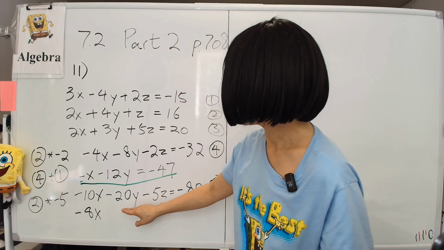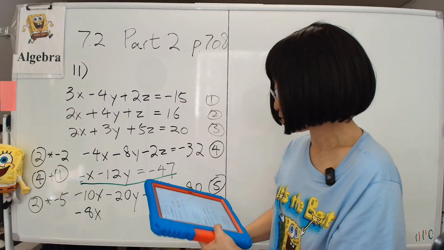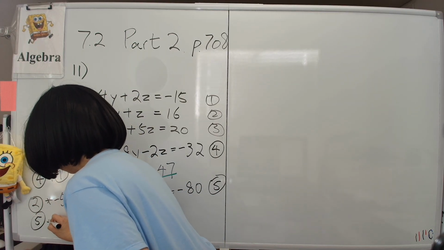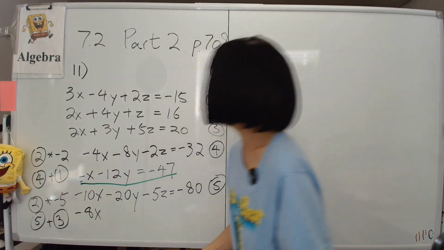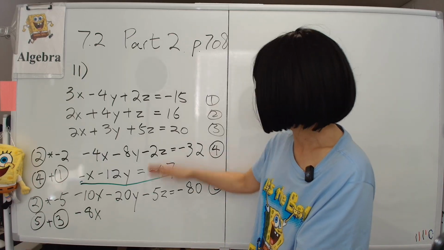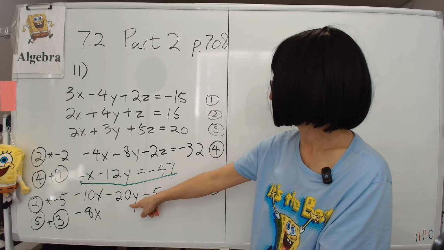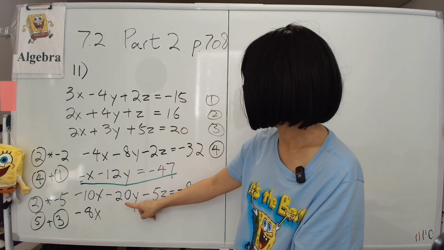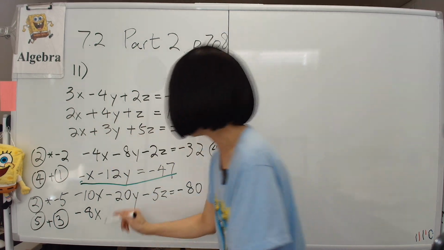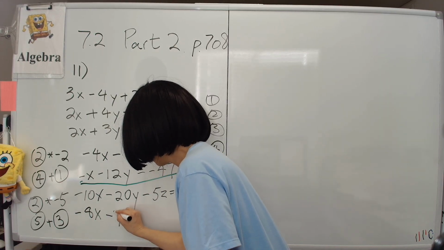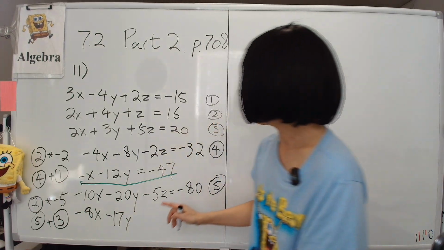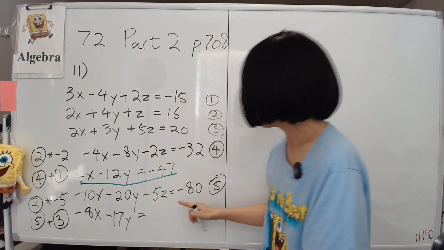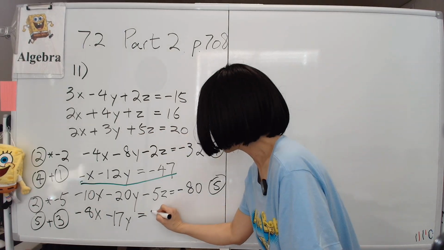Okay, right now I should write down what we're doing. This is equation 5 plus equation 3. Let me not add the wrong line here. So 5 plus 3, this thing plus that thing. Minus 10 plus 2 is minus 8. And then this minus 20 plus 3, that's negative 17y. And then minus 5z and 5z cancels out. And then that equals minus 80 plus 20, that's negative 60.